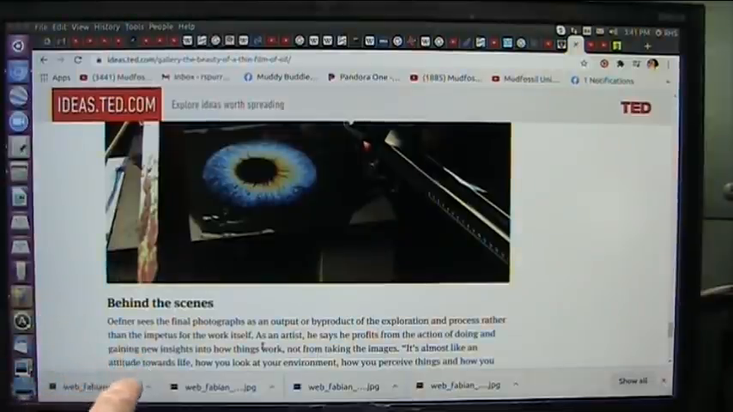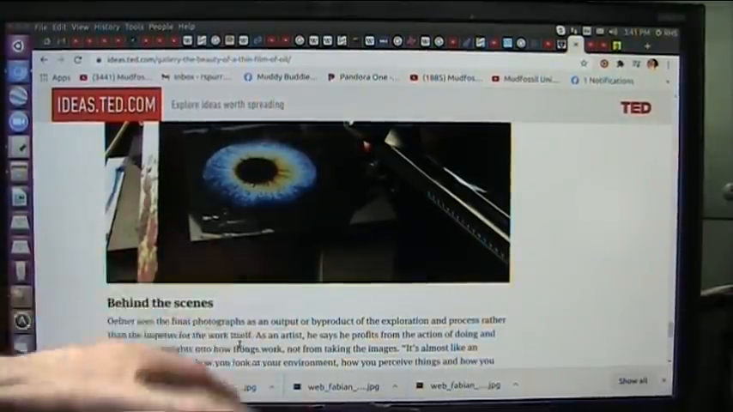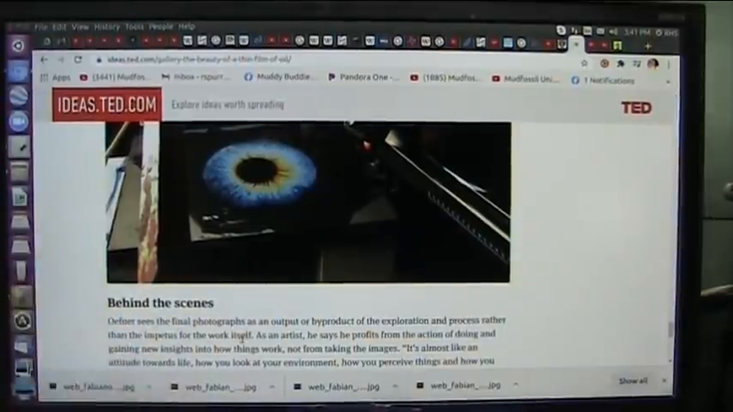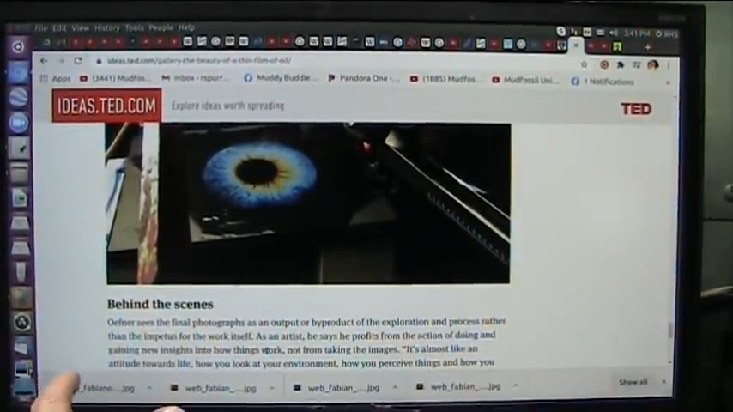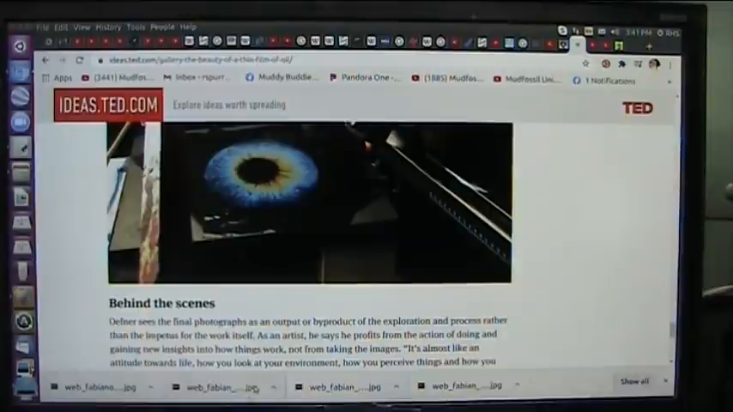Ofner sees the final photograph as an output of, or byproduct of, exploration and process rather than the impetus for the work itself. He just wants to see what it does, and then he goes from there, which is what I do. I do it by observation. And I look at that, and I think I understand what's going on there. He says, as an artist, he profits from the action of doing and gaining new insights into how things work. Exactly what I do.